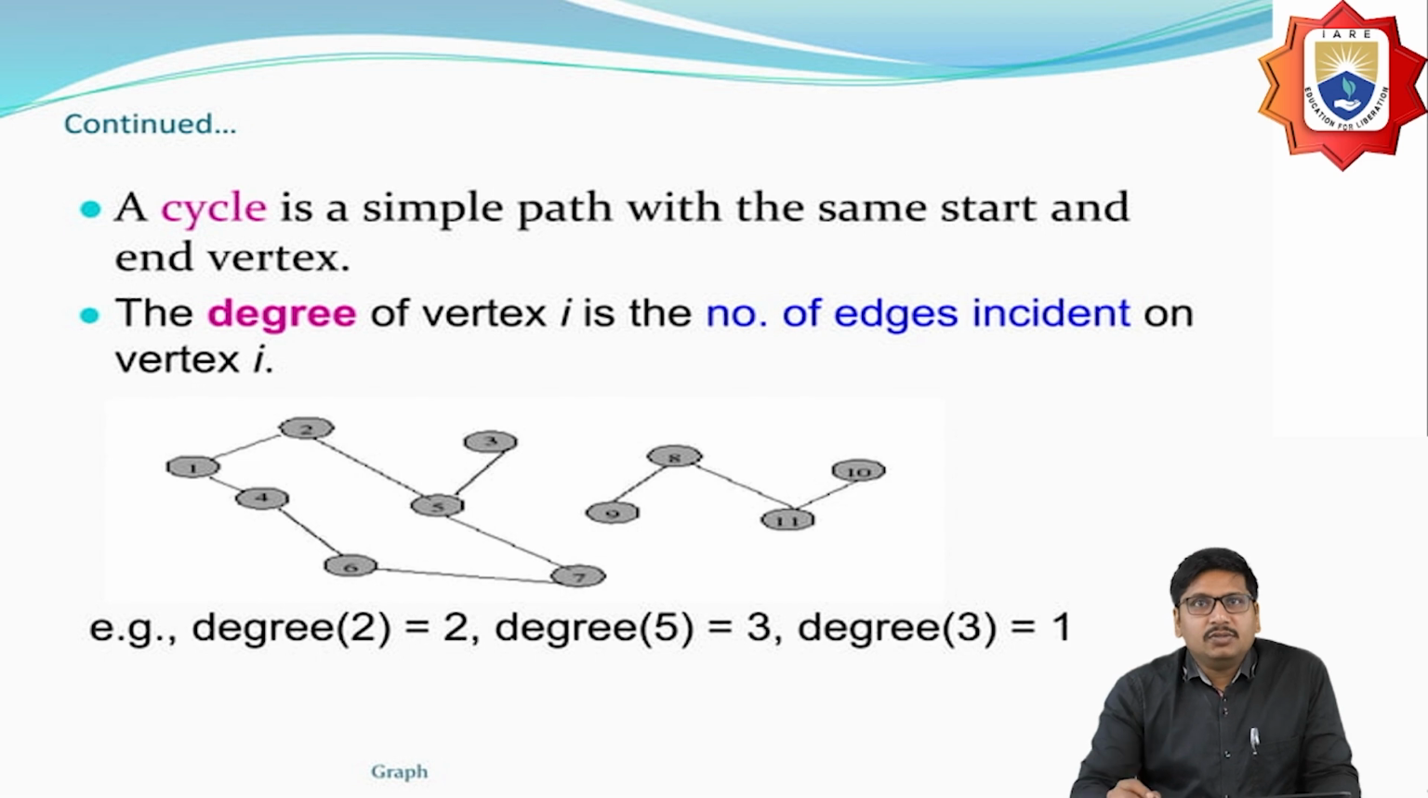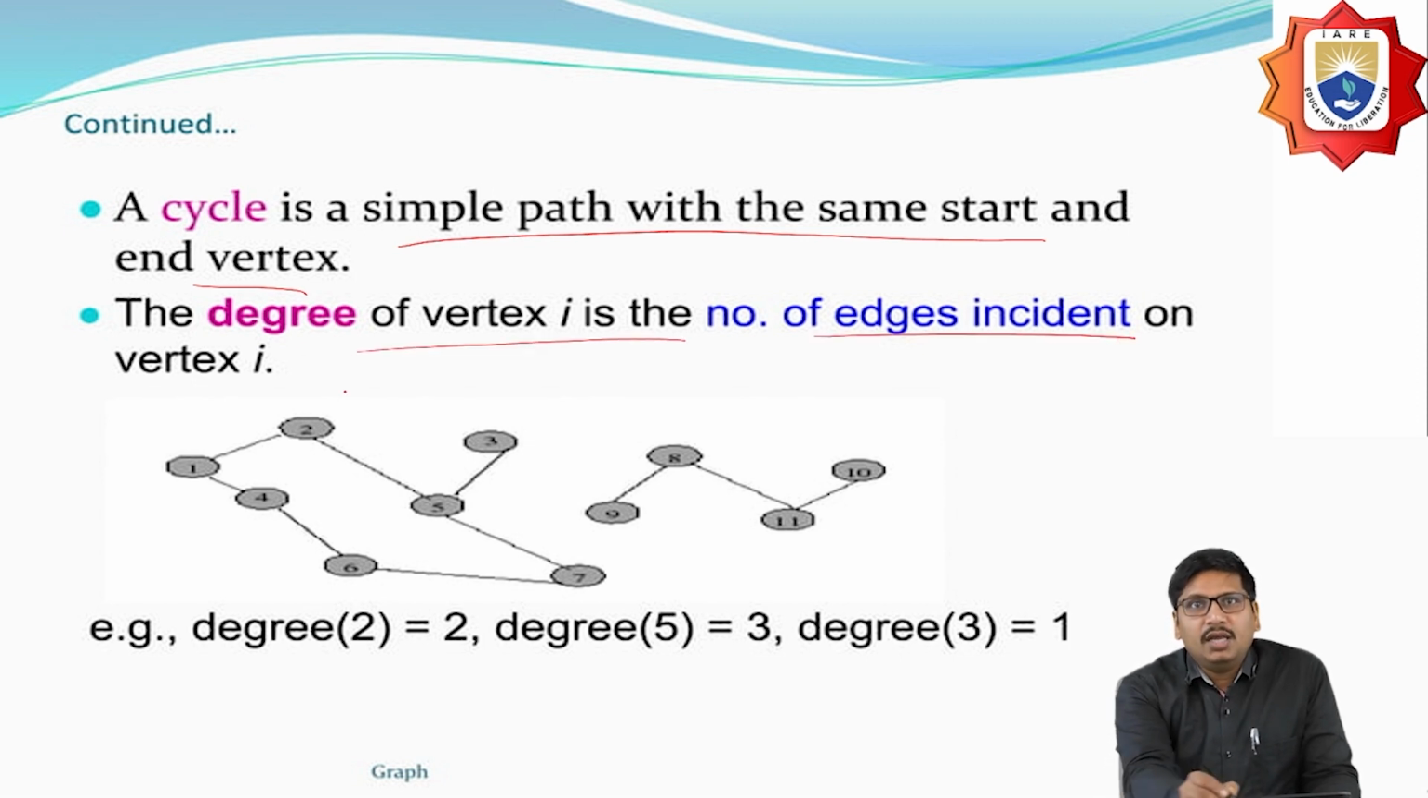And the next one, what is a cycle? A cycle is a simple path with the same start and end vertex. The degree of vertex i is the number of edges incident on vertex i. So in this diagram, what is the degree of 2? Since it is connected by two edges, that is treated as the degree of this node. Similarly, if I consider 5, the degree is 1, 2, and then 3, so the degree of 5 is 3. What is the degree of 3 here? Only 1, so that is treated as degree 1.